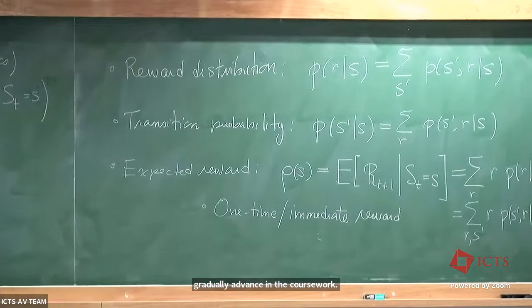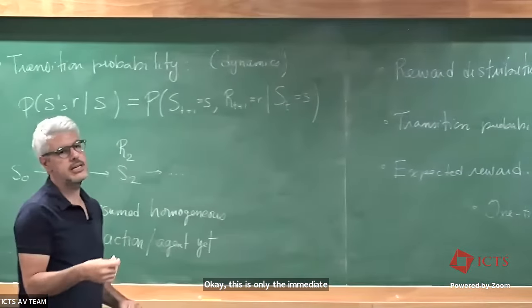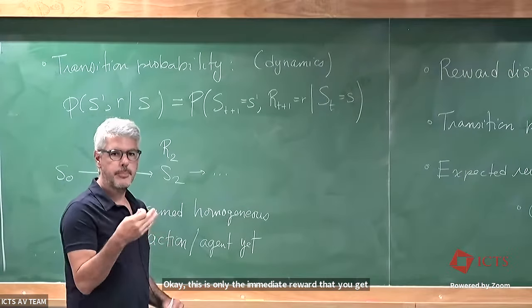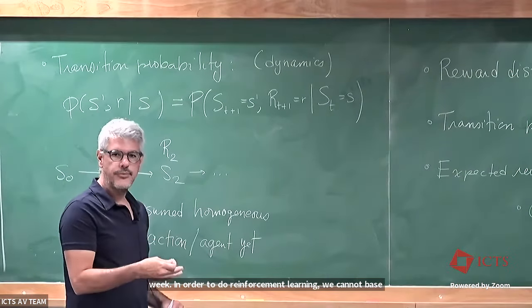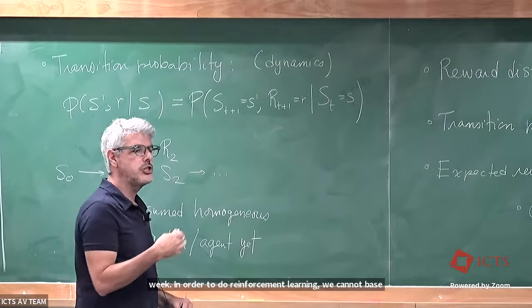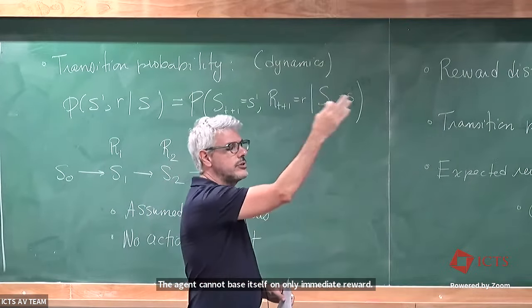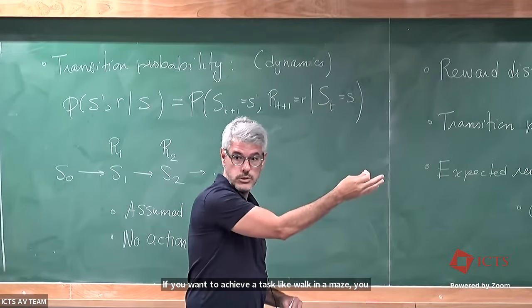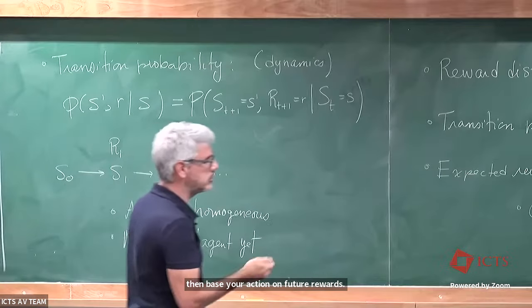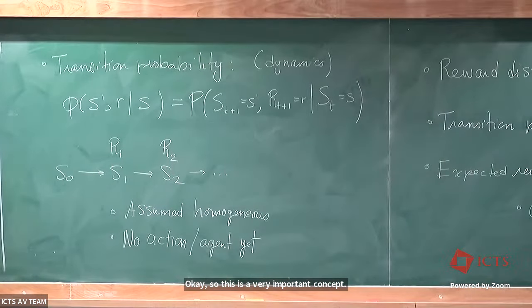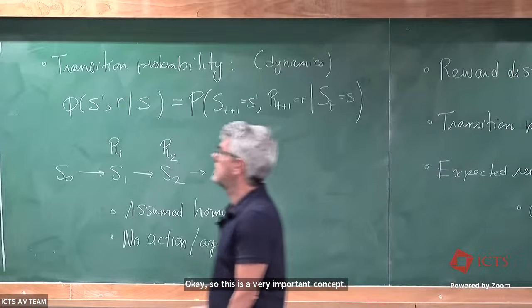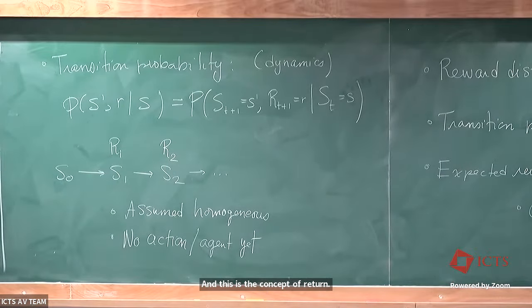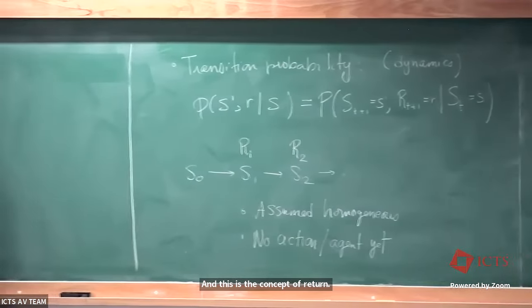Okay. This is only the immediate reward that you get from making a transition, but I've mentioned this last week. In order to do reinforcement learning, the agent cannot base itself on only immediate reward. If you want to achieve a task like walk in a maze, you have to see in the future or imagine the future and then base your action on future reward. Okay, so this is a very important concept, and this is the concept of return. So what is the return?